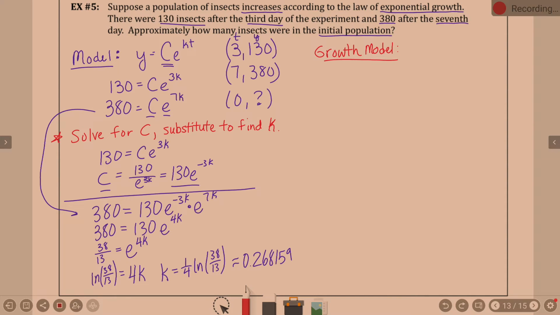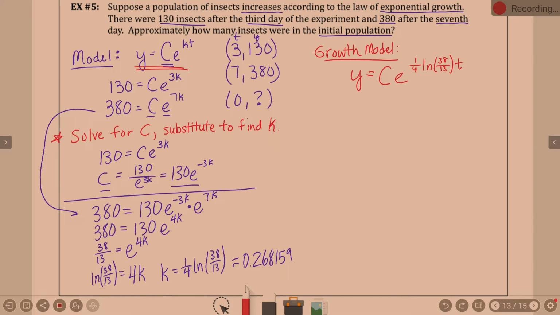Okay, so what does our model look like now? We had this, yes. Now we know the k value at least. So I can at least say it's y equals c e to the, and I don't know what's best here, but 1/4 natural log of 38 over 13, and then times t. Or write the decimal. Whatever makes you happier, right?